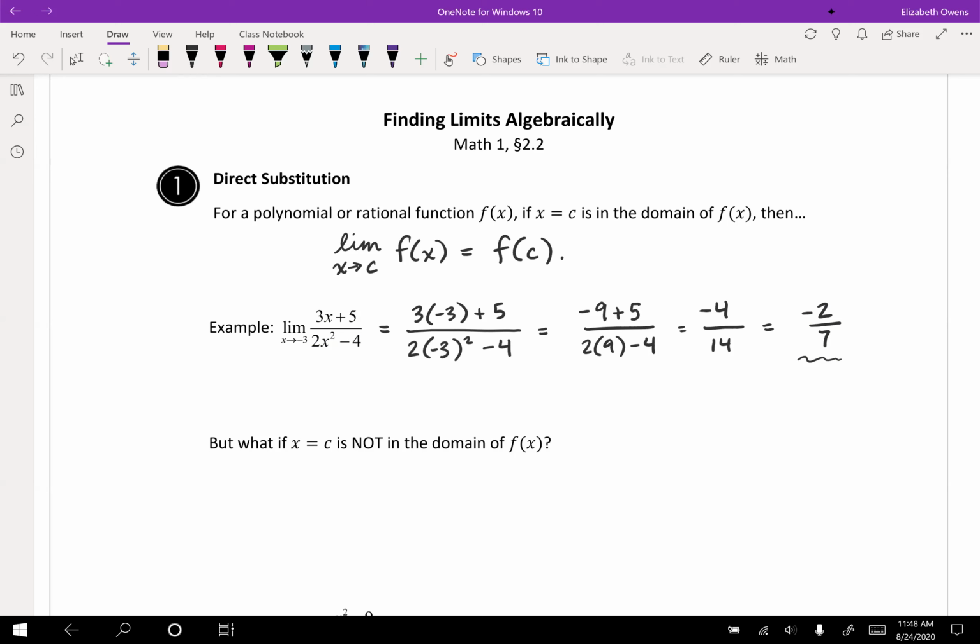But that also begs the question, what if x equals c is not in the domain of our function? Because this is pretty nice. If it is in the domain, we just plug that x value in. But of course, we're going to get trickier cases than that, where x equals c is not in the domain. And we'll see what to do with those in the next video.